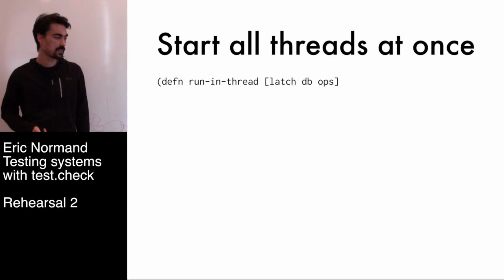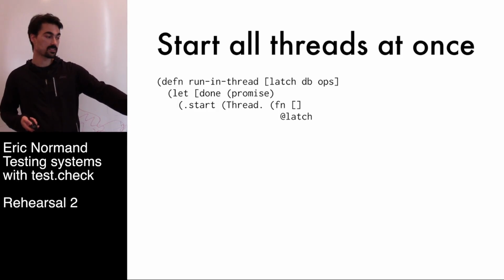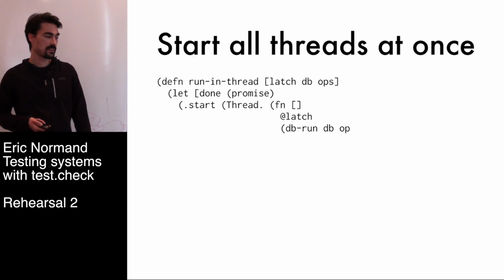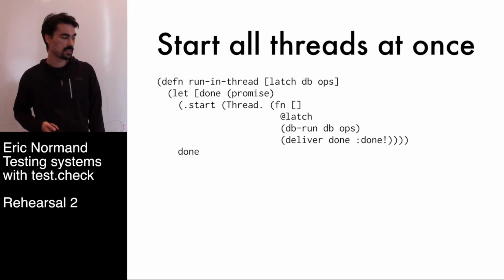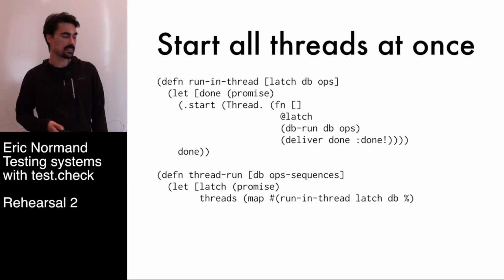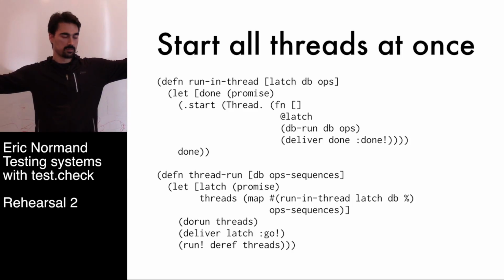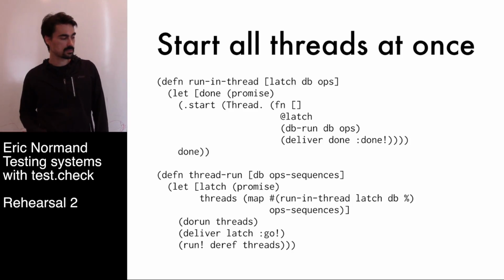It's actually a promise. So we still have that done promise. Now what we're doing is we're going to deref our promise, our latch, and it'll block. So we're starting the thread, but then it just immediately blocks. And we run, we deliver when we're done. That's all the same. Now, the first thing we do is create the latch, and we're going to pass that in to all of our run in thread calls. We start all the threads by do running them. Then we're going to deliver on the latch. Doesn't matter what value we deliver. And then we block on all the threads, all those done promises.